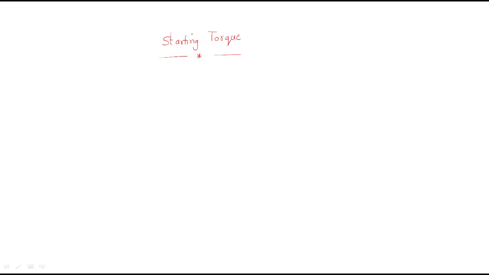Hello everyone. In this session we will discuss the next topic, the starting torque. In general, you know the torque formula: torque equals K s E2 naught square into R2 by R2 square plus (s X2 naught) whole square. This is the torque equation, but we have to find out the starting torque.